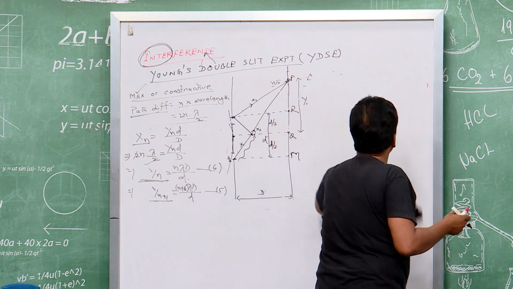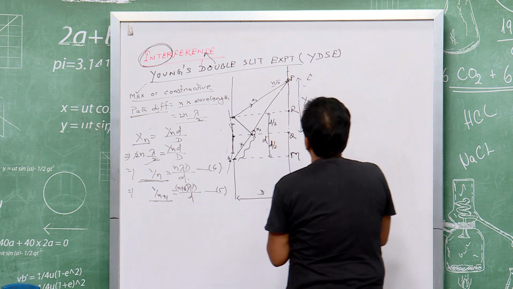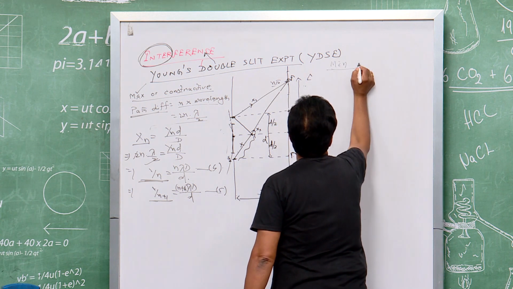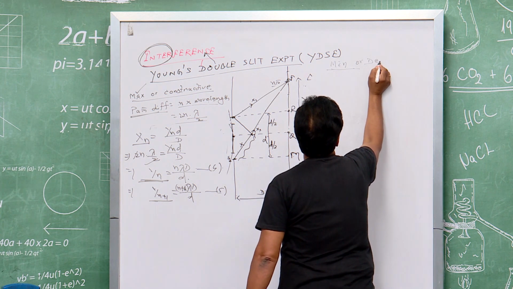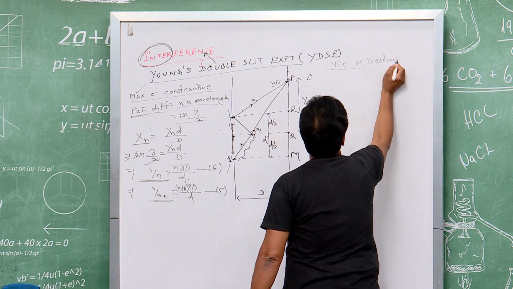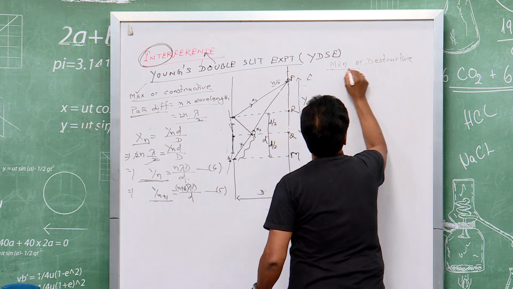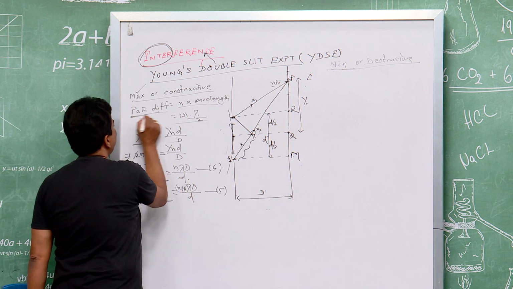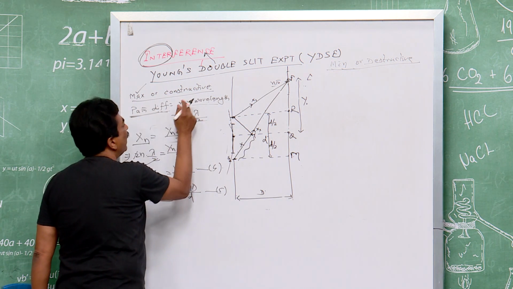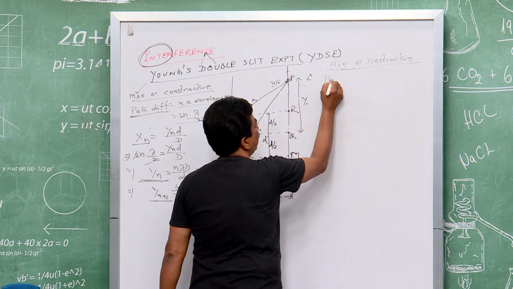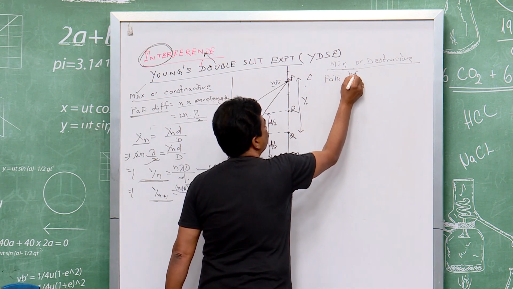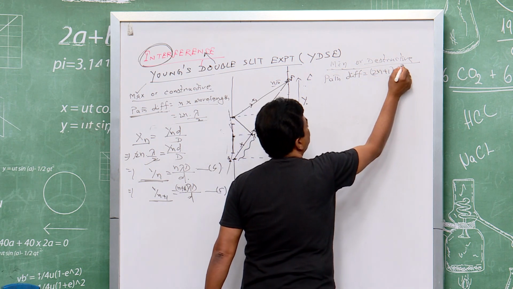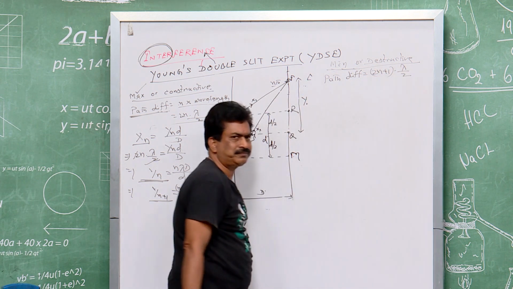So that is for the maximum case. Instead of taking the maximum, suppose that point P where the interference is taking place is a minimum. For the minimum, that is called destructive. Means the same case, the path difference will be how much? The path difference for the destructive is equal to odd multiples of lambda by 2.